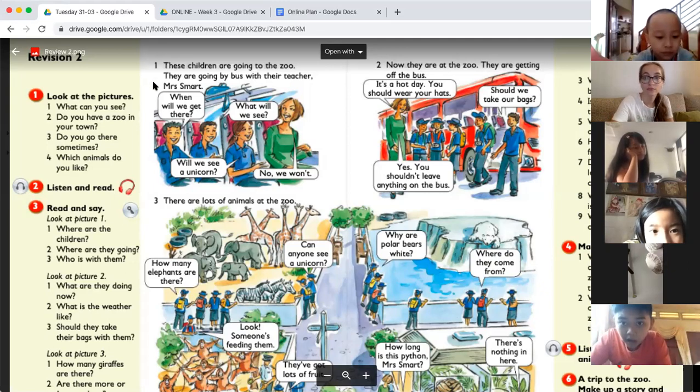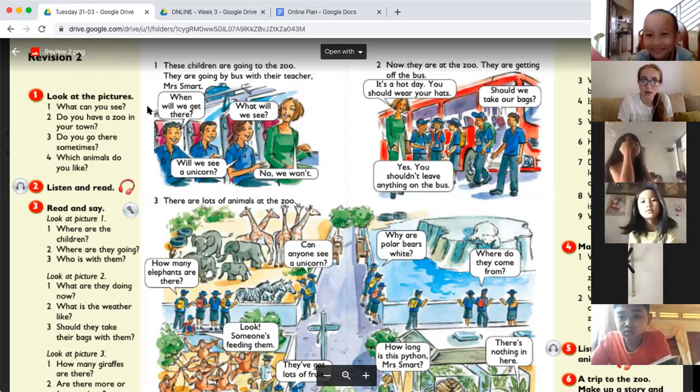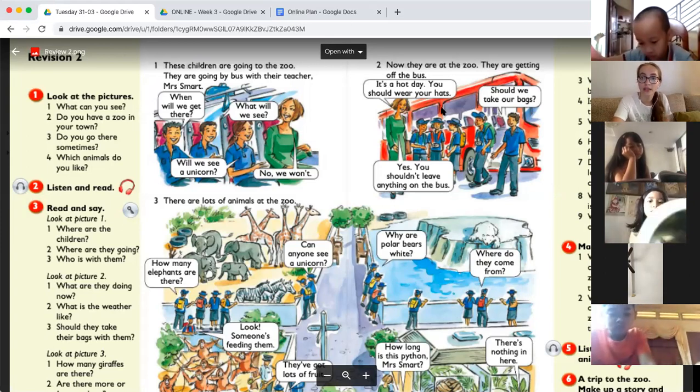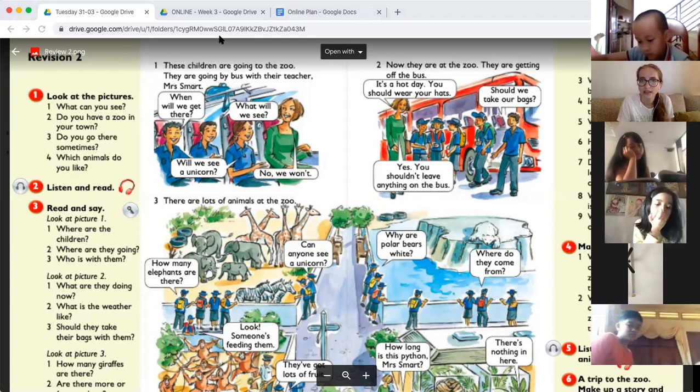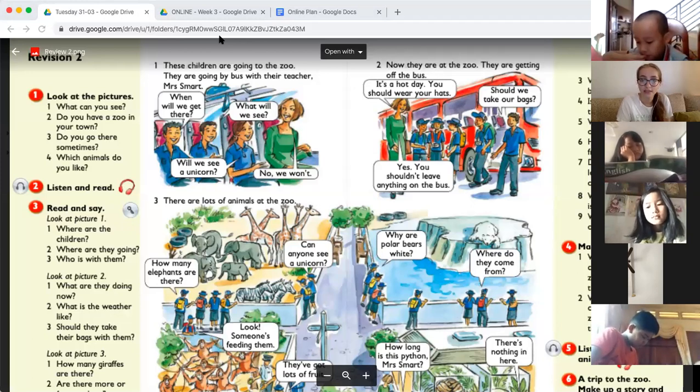Okay, so just read with me, see it in your book. These children are going to the zoo. They are going by bus with their teacher, Mrs. Smart. When will we get there? What will we see? Will we see a unicorn? No, we won't. Now they are at the zoo. They are getting off the bus. It is a hot day. You should wear your hats. Should we take our bags? Yes, you shouldn't leave anything on the bus.